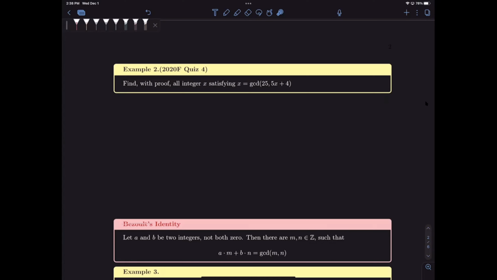Okay, so proof. It's because x equals the GCD of 25 and 5x plus 4. Then x should divide 25. Do we agree with that? Do we agree that x must divide 25? And it must be smaller than or equal to 25 as well, right? Do we agree with that?